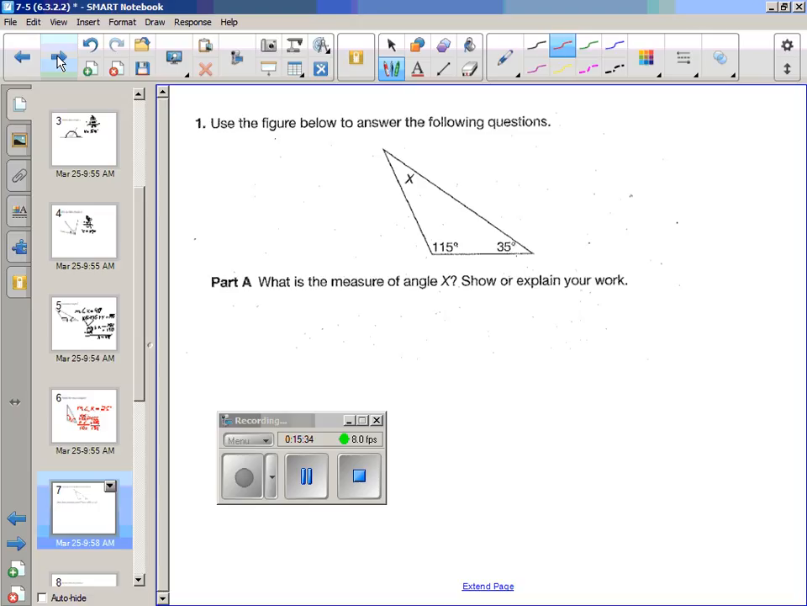What is the measure of angle X? What do we get, class? 30 degrees. Why? Because 115 plus 35 is a grand total of 150. That means we need 30 more. X is equal to 30 degrees. Okay?